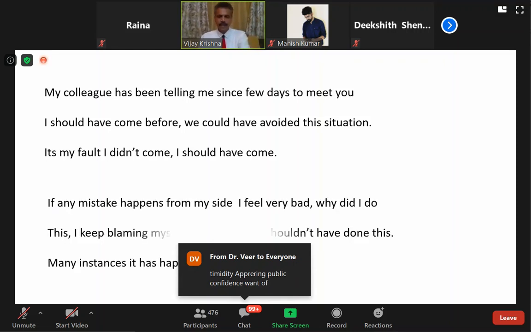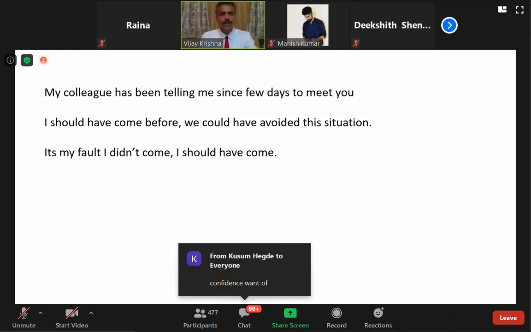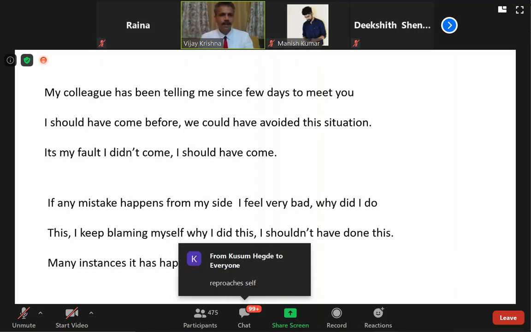And then I inquired, in which other situations do you keep doing this? Is this the only situation or do you keep doing this often? So he says, sir, I keep blaming myself. Any mistake I do, I keep blaming myself. Why did I do this? I shouldn't have done this. Many instances in the past it has happened, and I keep doing this.